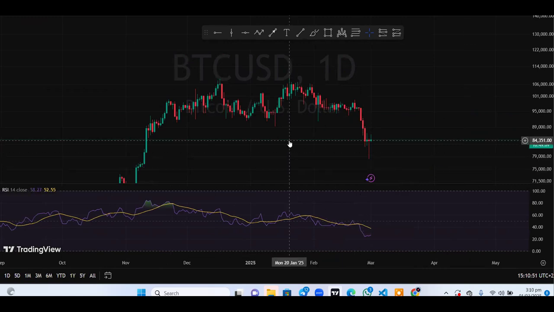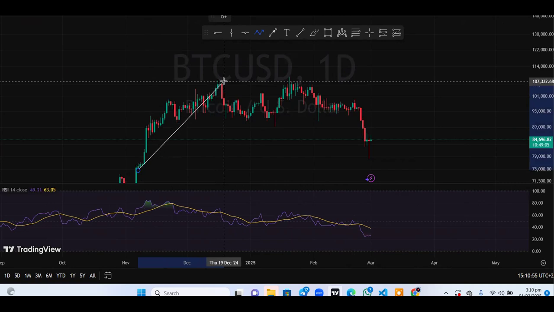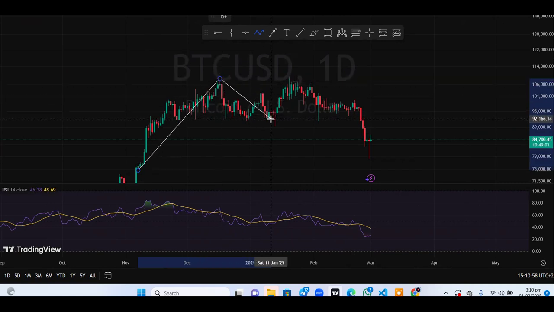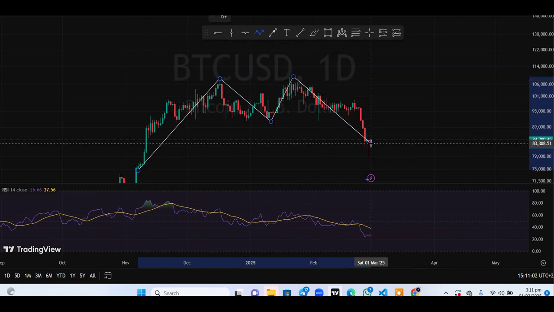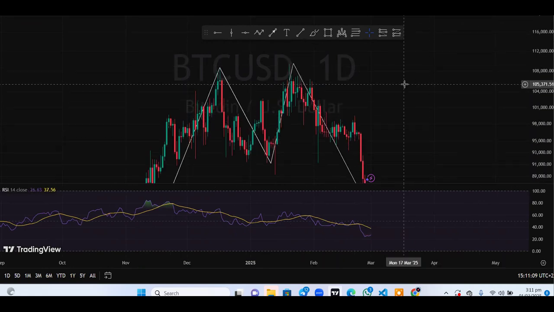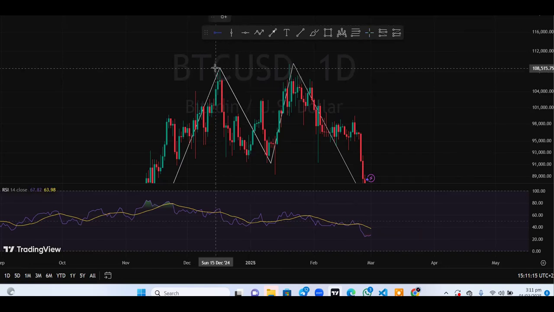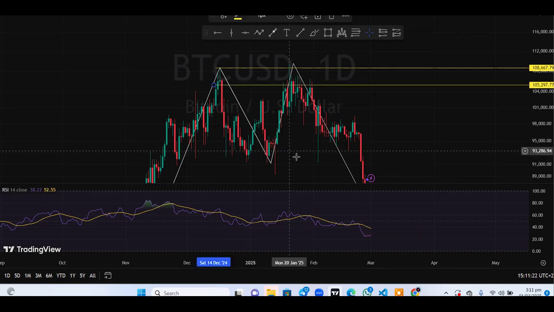Right now, the pattern that we have here is this double top, or an M. And then the market dropped. At the same time, if you combine the daily chart pattern with the order block, like here, there is this order block here, it is going to help you.